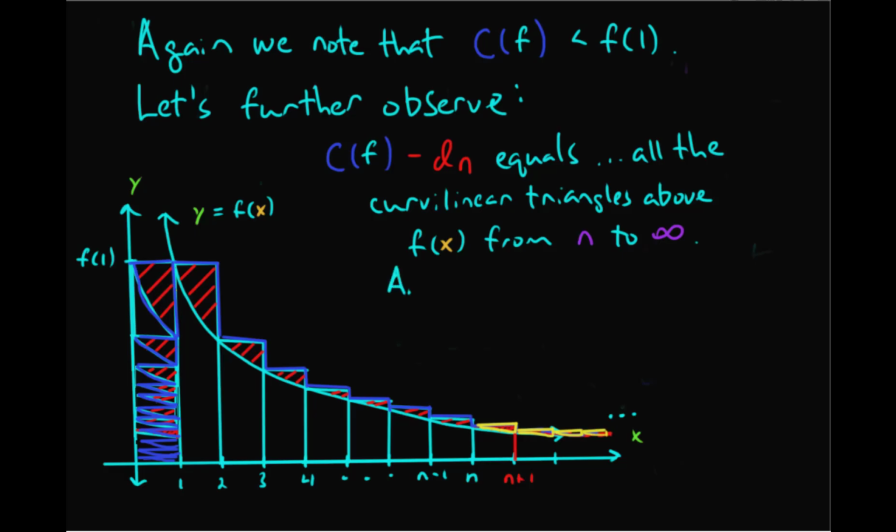And just like we were able to translate the rectangles outlined in blue all the way over to the left to show that their sum total is less than the value f of 1, we can play the same game with these yellow outlined curvilinear triangles that sit above f of n and go all the way to infinity. All of those triangles could be translated to the left, and they all fit inside that rectangle whose area equals f of n. And so the difference between c of f and d of n, c of f minus d of n, must be less than f of n. And because our limit c of f is by definition greater than d sub n, then that difference must be positive. So we can write c of f minus d sub n is greater than 0 and less than f of n.